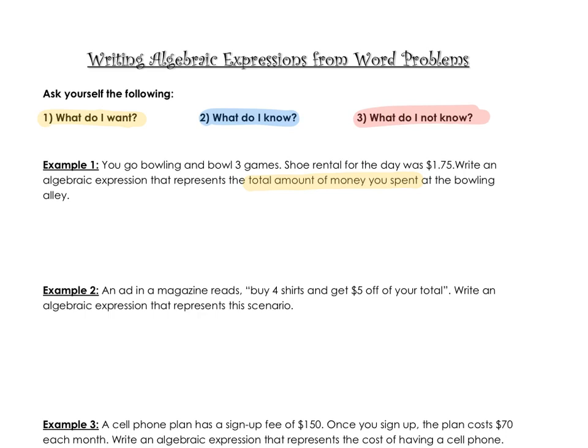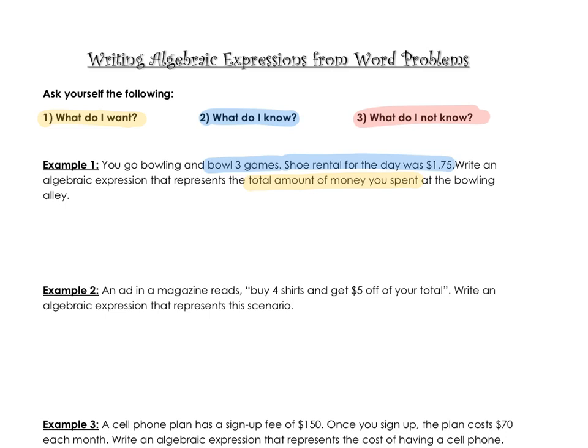Phase 2, what do I know? Well, I know I bowled how many games? 3 games. And I also know the what? Shoe rental was $1.75. Okay, now, what do I not know? All right, so, well, you don't know the amount of money. You don't know the expression.